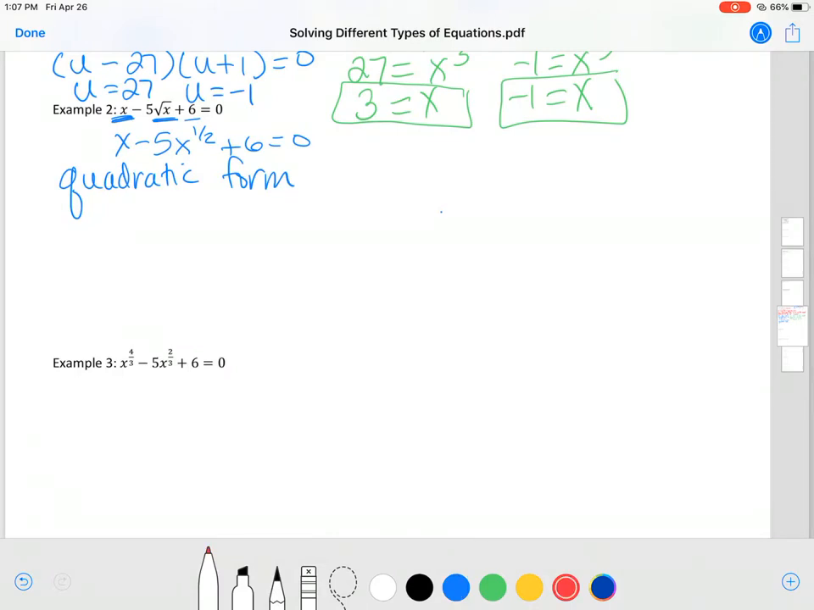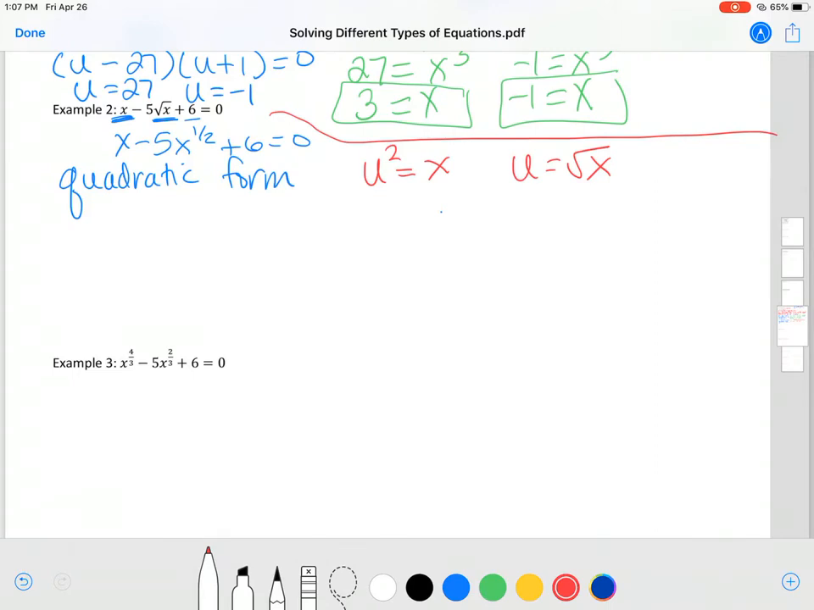So I'm going to say, let u squared be equal to x. So that means u is going to be the square root of x because I have to square root both sides to solve for u. So when I square root u squared, I get u. And then when I square root x, I get the square root of x.